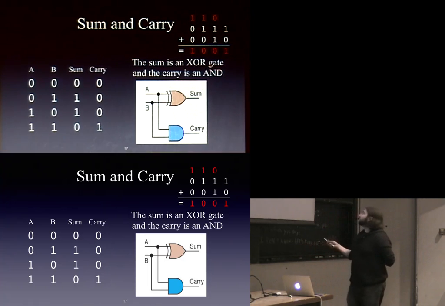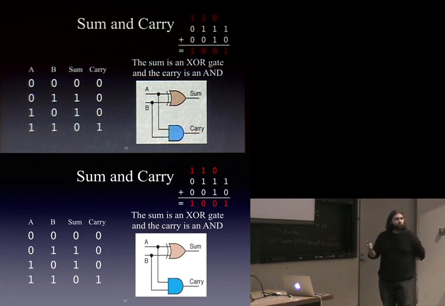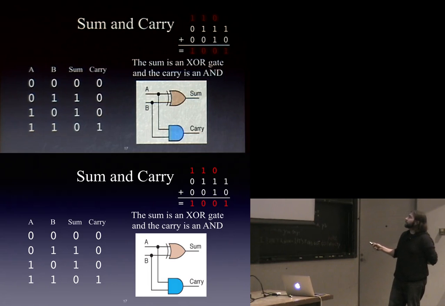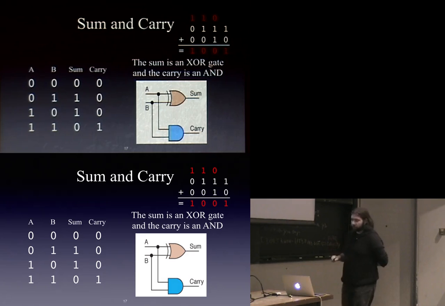And you can convince yourself, given the rules that I told you about, that this is in fact exactly the circuit. This is an exclusive OR gate, this is an AND gate. This circuit will give you these sets of rules, so that we can do our addition.